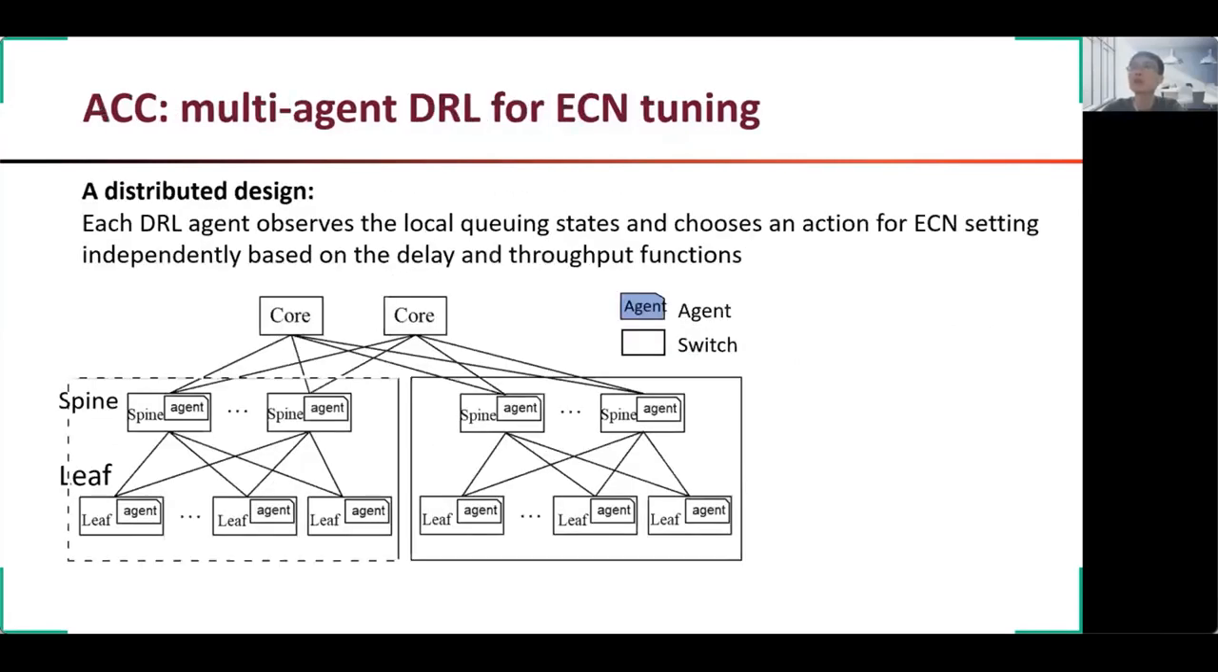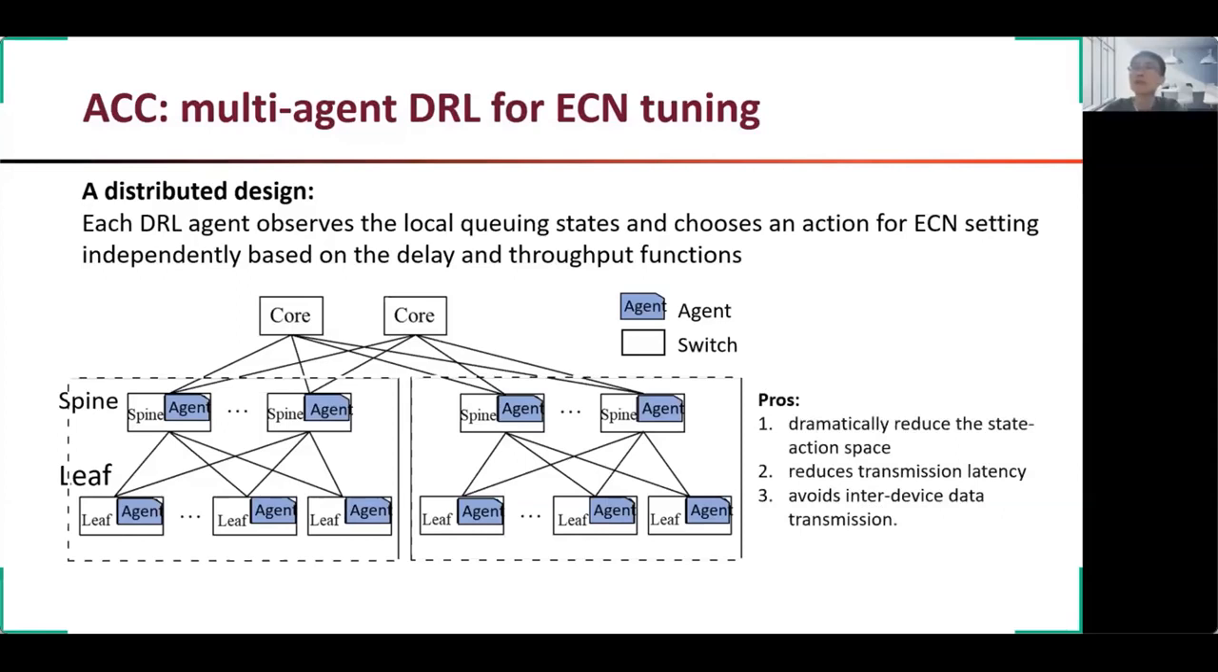To overcome these issues, we introduce a distributed design for dynamic ECN tuning at runtime. Each switch has its own DRL agent. Each agent observes the local queue states and chooses an ECN action independently. It has some advantages.